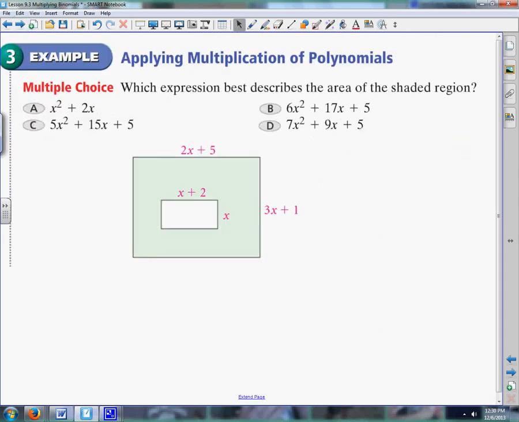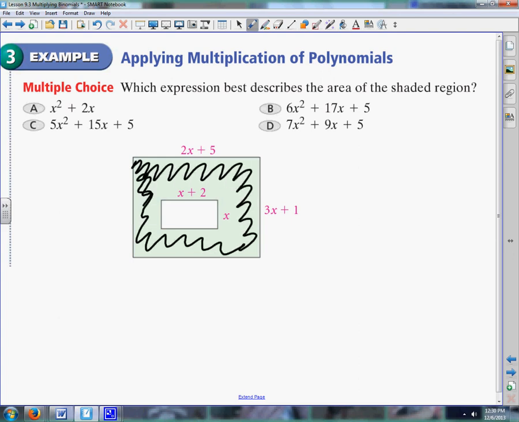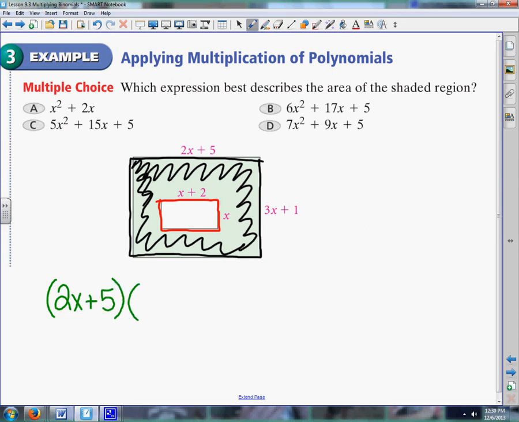All right, so number 3, it says applying multiplication of polynomials. Which expression best describes the area of the shaded region? If I want just the shaded region, that would be just this outer area. So first, I am going to find the area of the big rectangle, and then I'm going to find the area of the smaller one and subtract it. So let's find the area of the big one first. That's 2x plus 5, and area is length times width, times 3x plus 1.